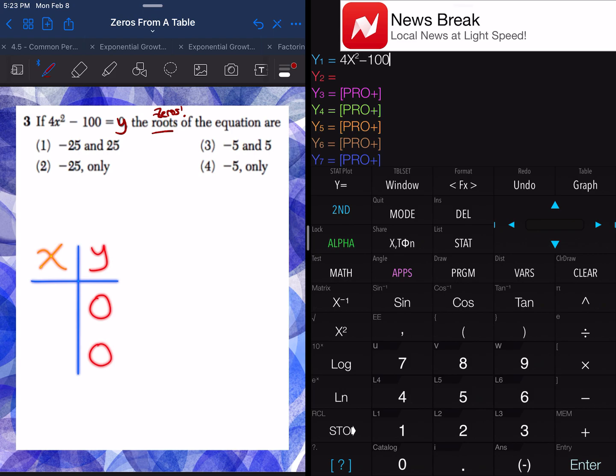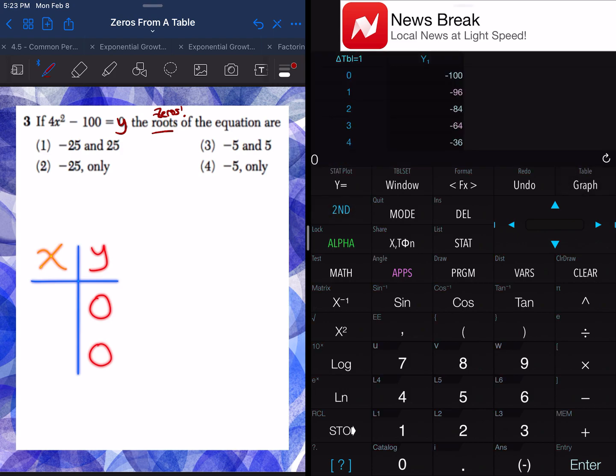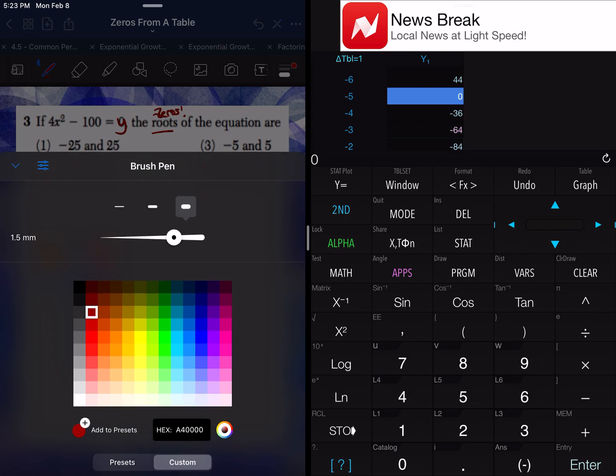Now, what do I want to look at now, the graph or the table? Definitely the table. So I hit the blue second button, second, table. Now I'm looking to see where y is 0. I don't see that anywhere right now. So if I scroll up a little bit, oh, there it is. What is the x value when y is 0 in this part of the table? Well, it's going to be -5.